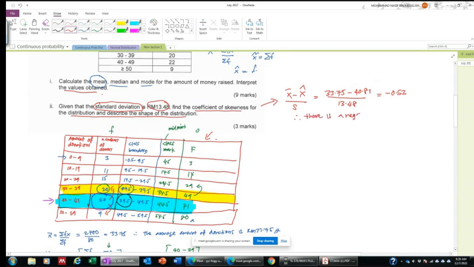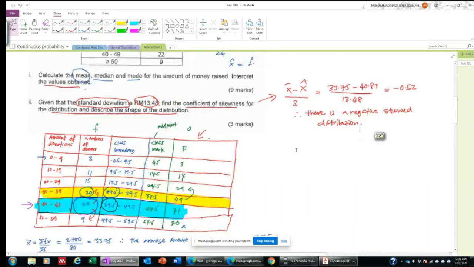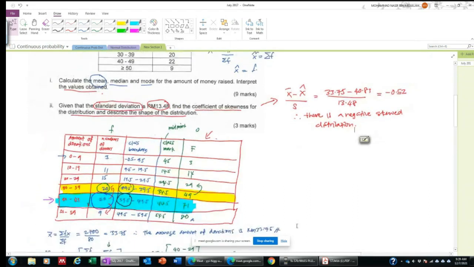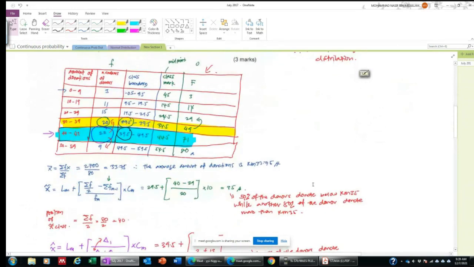So we can conclude that there is a negative skewed distribution. Right. So remember, 3 marks only, right? And then you need to do it very fast because you have only 2 hours to complete the question.